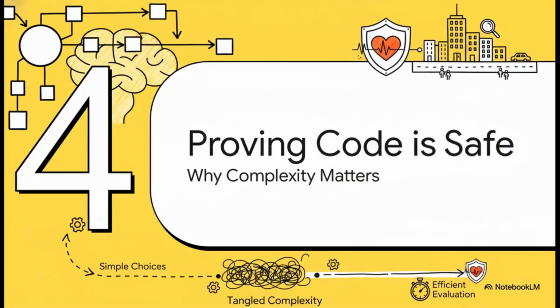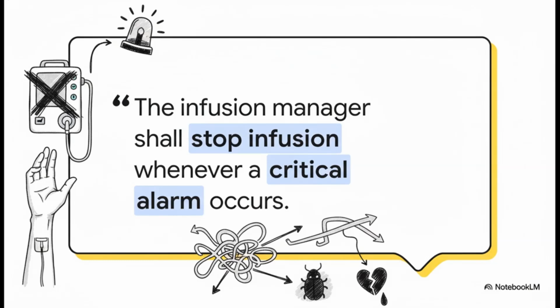Okay, so we've looked at simple choices, tangled complexity, and these clever shortcuts. Now let's bring it all home and talk about why this stuff really matters, especially in situations where lives are on the line. I want you to read this. This isn't a line of code. It's a safety requirement for a medical infusion pump, a machine that delivers medicine to a patient.